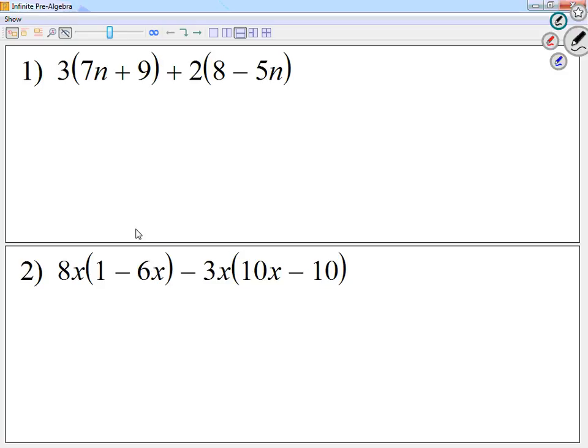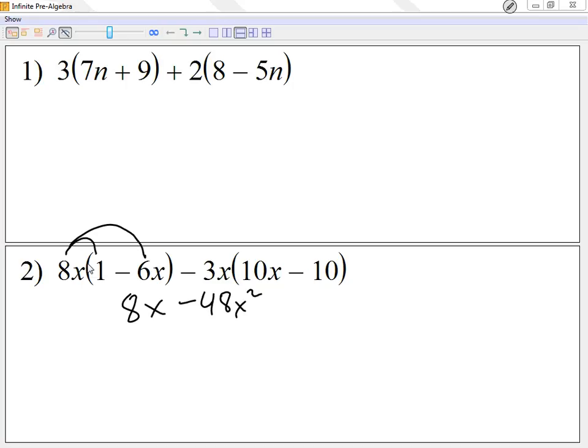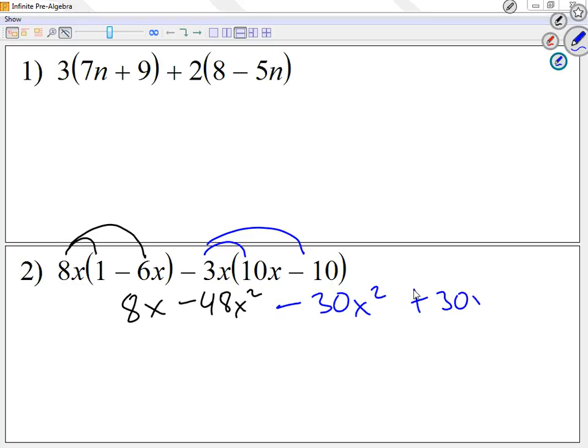Let me get rid of parentheses first. Let me multiply the 8x to the numbers on the inside. So I'm going to have 8x minus 48x squared. Notice that on the x times x, I just added the exponents. Now, looking at the second parentheses, negative 3x, let me multiply to the inside. So I'm going to have negative 30x squared plus 30x. Once again, x times x gave me x squared.